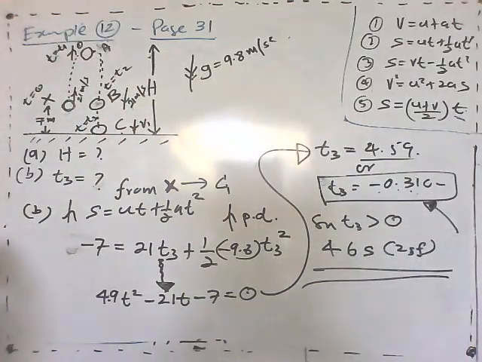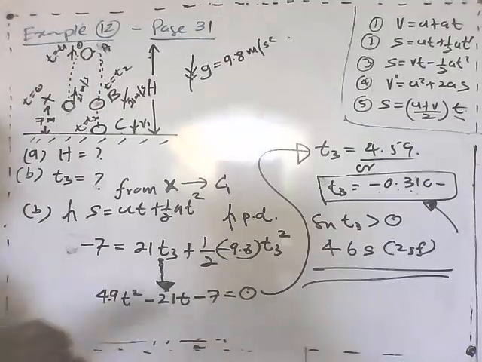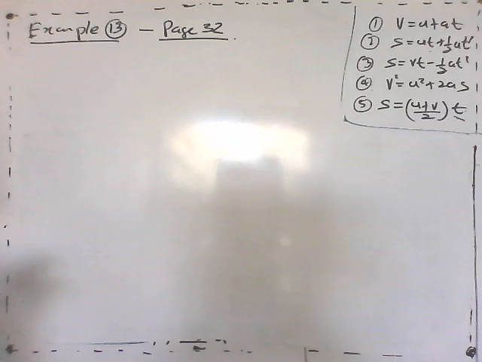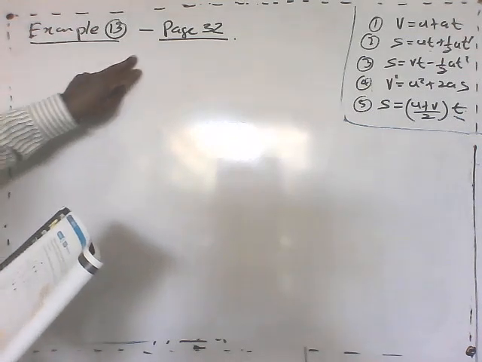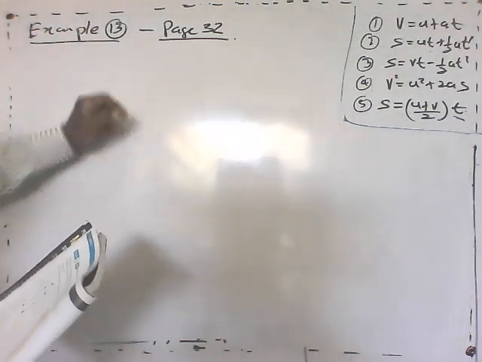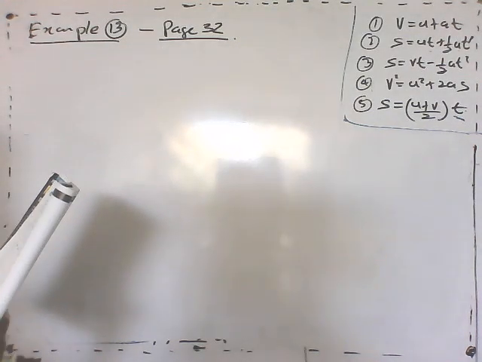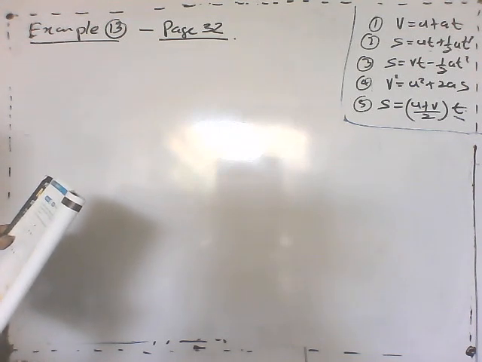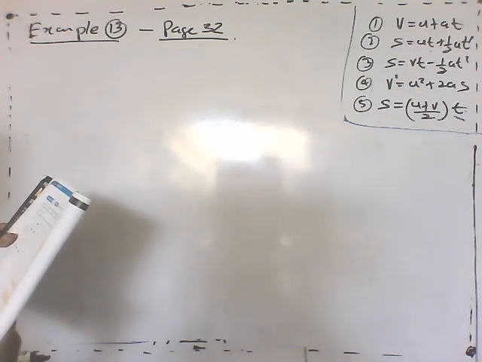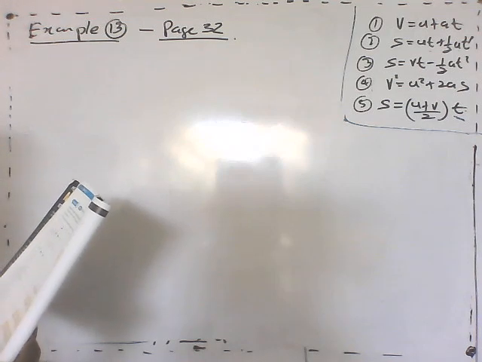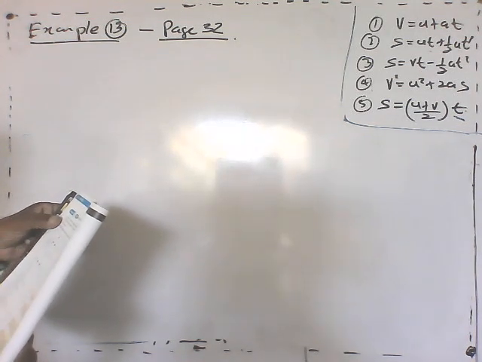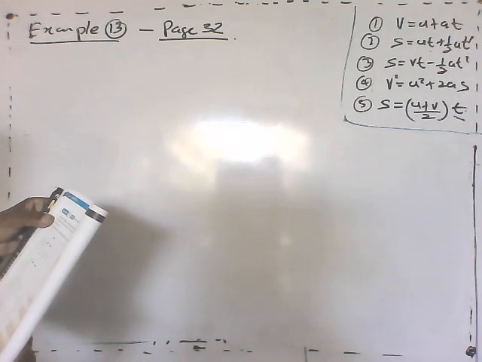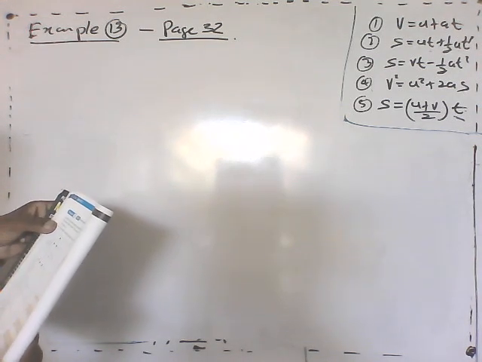Okay, now we will go to example 13. We will start example 13 on page 32. It says a particle is projected vertically up from point O with a speed u. The greatest height reached by the particle is 62.5 meters. They are asking to find the value of u, and the total time the particle is above.